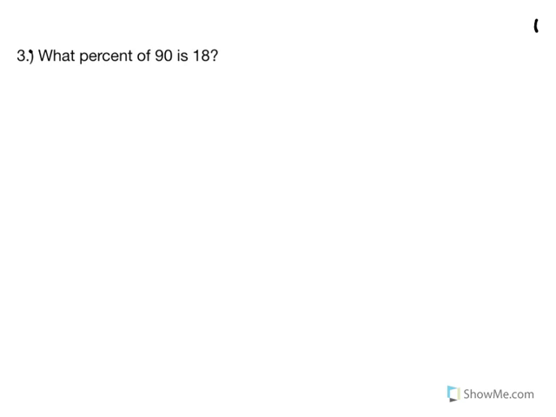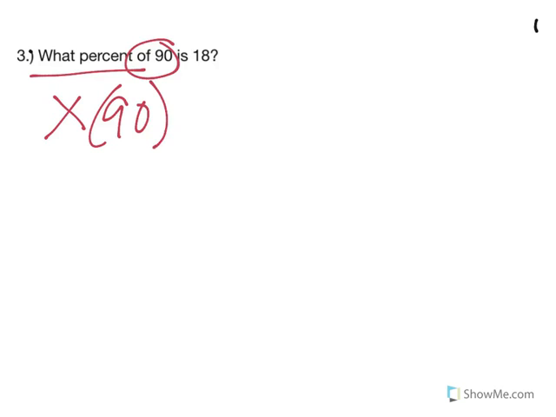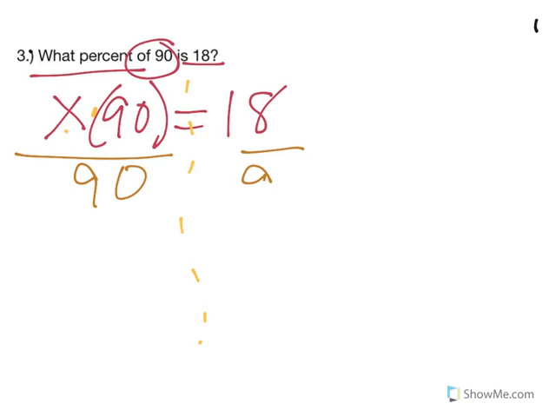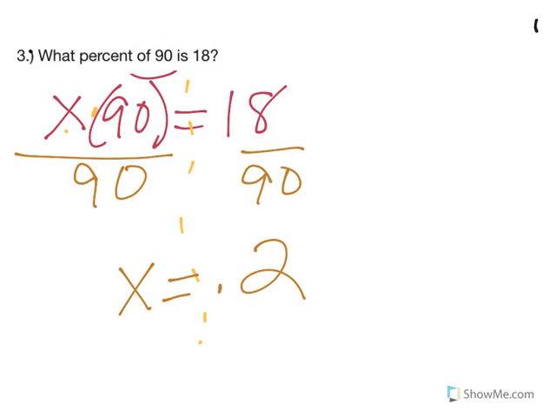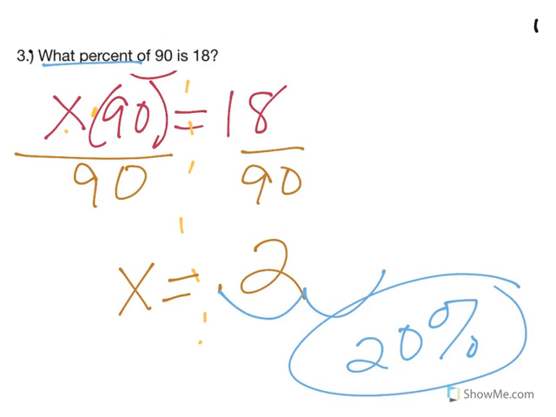Number three, what percent of 90 is 18? So what percent? I don't know. Of 90, it means I'm going to multiply by 90. Is 18 means equals 18. So once again, I have x times 90. Opposite of multiplication is division. So I divide both sides by 90, and I get x equals 0.2. Again, go back and double check what your question states. This question says what percent? Change the decimal to a percent, and I have 20%. 20% of 90 is 18.